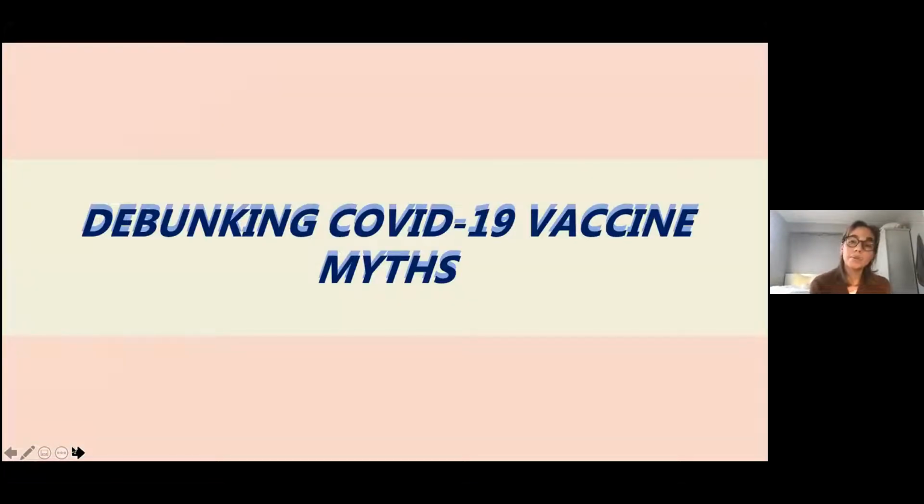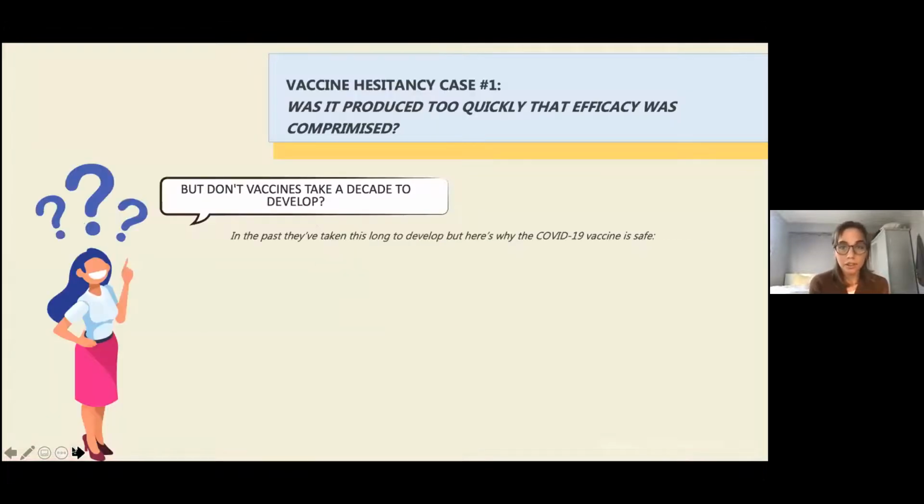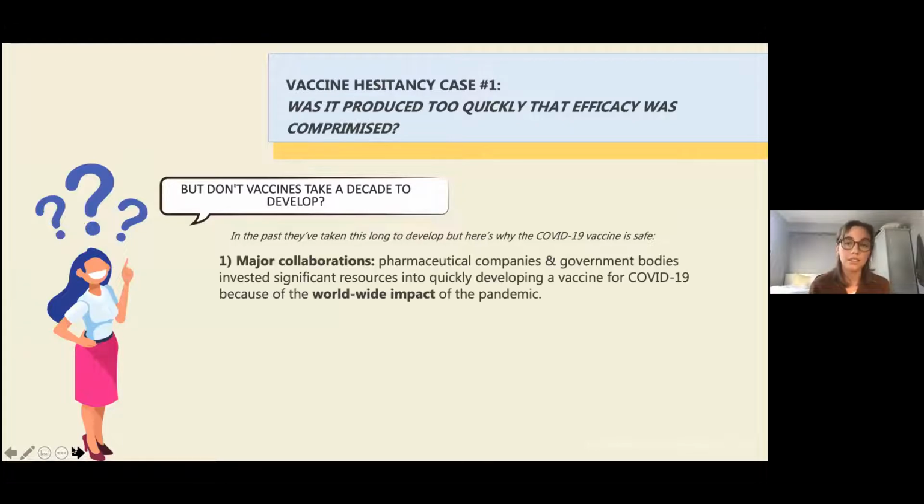The last component of my presentation is debunking COVID-19 vaccine myths, just because there's a lot of vaccine hesitancy going around, and just to clear anything up. The first myth is: was it produced too quickly so that efficacy was compromised? I put this little graphic of the woman here saying, don't vaccines take a decade to develop? Yes, in the past, they've taken this long to develop, but here's why the COVID-19 vaccine is safe.